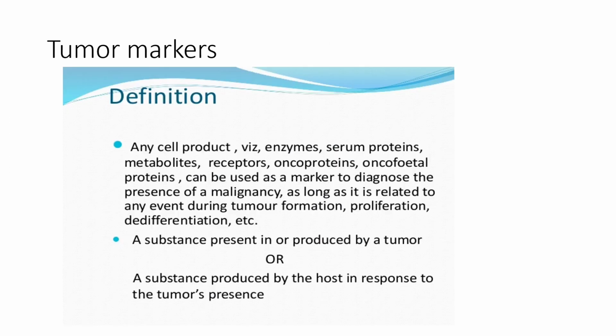The tumor markers are also very important. They are a means with the help of which we can diagnose the disease. The exact definition is that they could be any cell product. For example, they can be enzymes secreted from the tumor cells. They can be serum proteins, which show excessive levels due to the overproduction of the tumor cells.